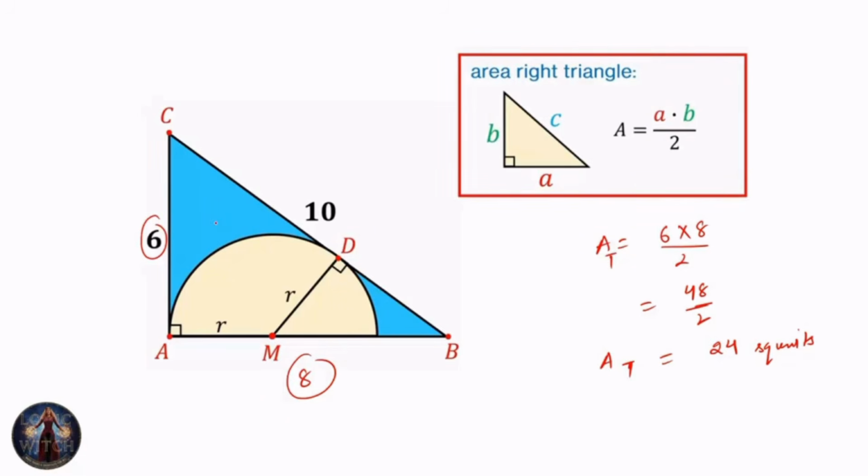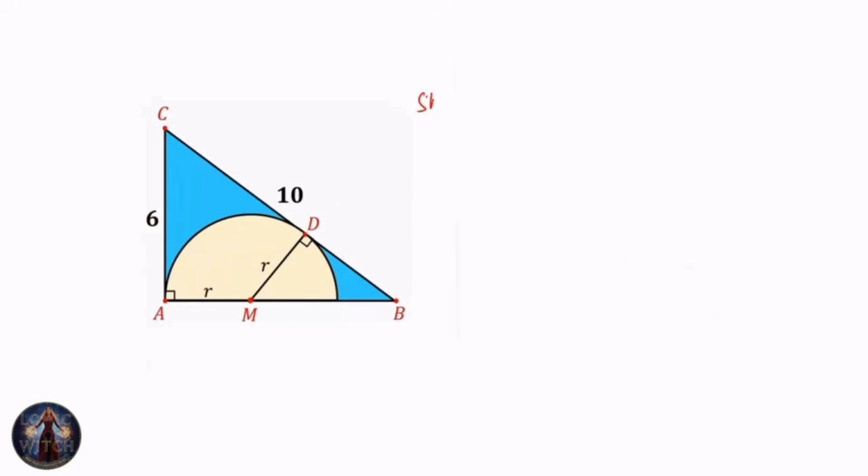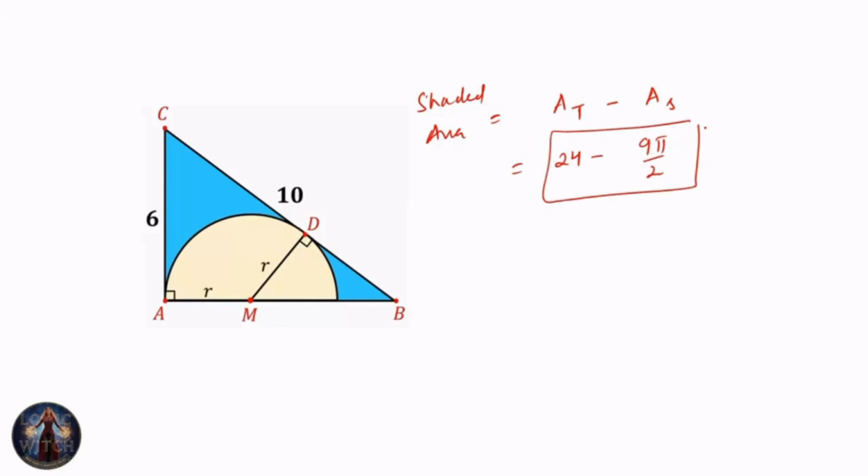Now, in order to solve for the blue shaded region, we need to subtract the area of the semicircle from the area of the triangle. So my blue shaded area is going to be AT, which is the area of the triangle, minus the area of the semicircle. The area of the triangle we solved for, it is 24, and what was the area of the semicircle? It was 9 pi by 2. So this is my answer for the shaded region, which was the blue shaded region. Or if you want to solve it further, your answer is going to be 9.86 square units.